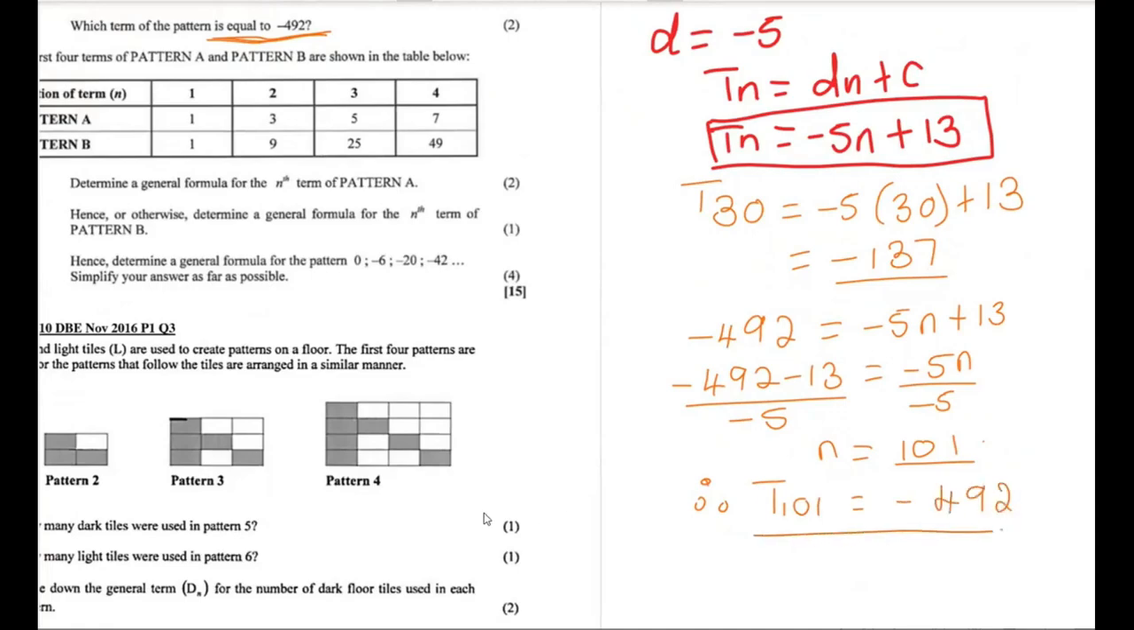Any questions from what we have done so far? Remember that your questions don't really change. They are the same. It's all about understanding what the examiner is talking about.